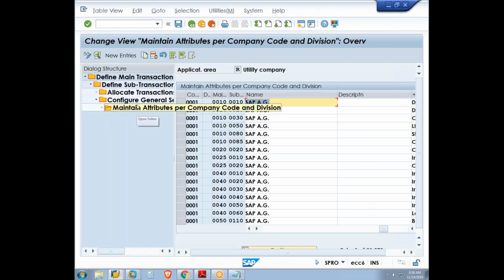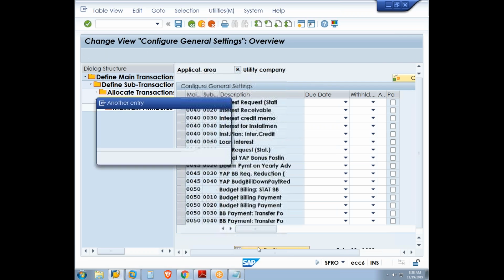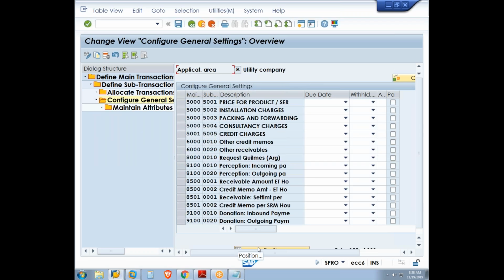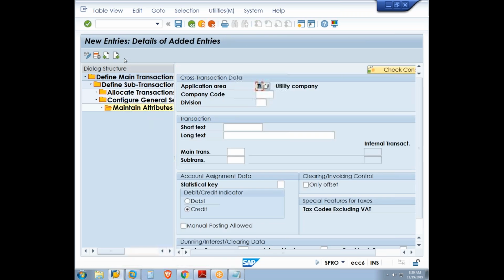Then select configure general settings. Here we'll select application area R, 5000. Here I'm taking 5002, maintain attributes for the company code, and a new entry. The company code is 5555. Short text I'm saying debit sundry receivable. Then main transaction is 5000 and sub transaction 5002, and it is going to be a debit entry, manual posting is allowed. Enter and then save it.